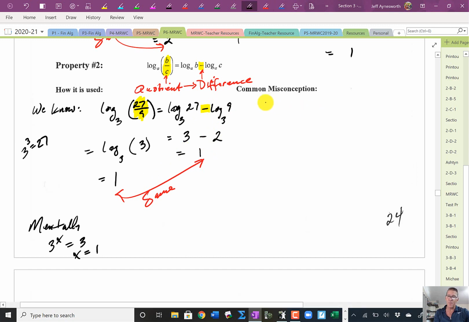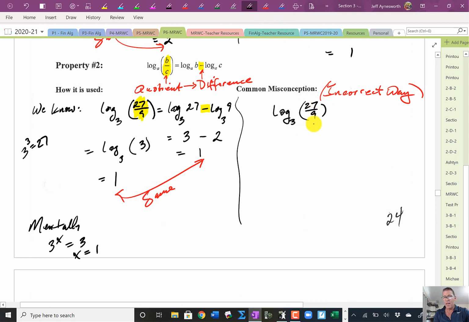Now this is what people do a lot, and this is the incorrect way. It's important that you see how not to do it. So I'm going to take the same expression, log base 3 of 27 divided by 9. And people think that you can take a quotient here and rewrite it as a quotient of 2 logs: log base 3 of 27 divided by log base 3 of 9. So the log of a quotient is a quotient of the logs.